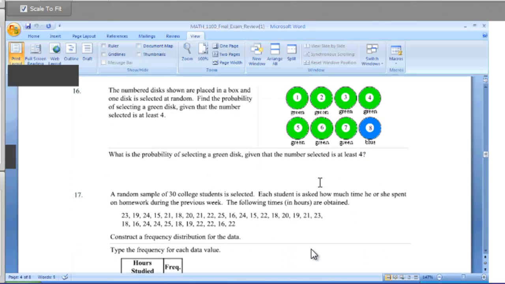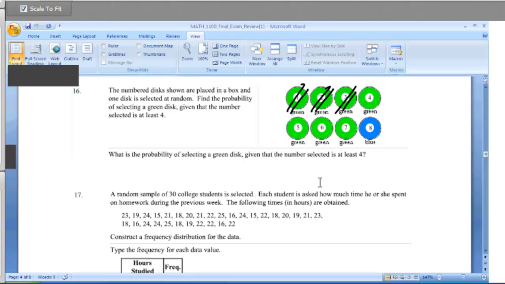All right, 16. 16 is a little bit tricky just because there's 1 extra part, but it's not too bad. So the number of discs shown are placed in a box, and 1 disc is selected at random. Find the probability of selecting a green disc given that the number selected is at least 4. So if we know that we drew a 4 or higher, then that means we did not draw this one, or this one. We know that right away.